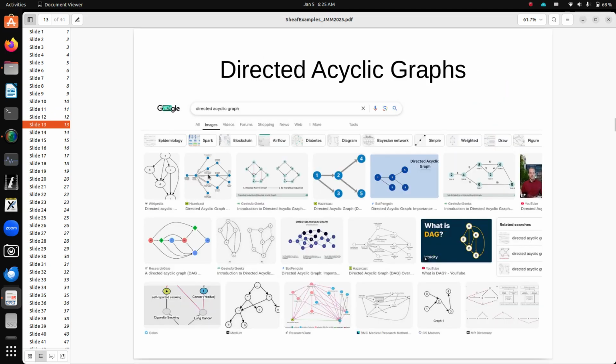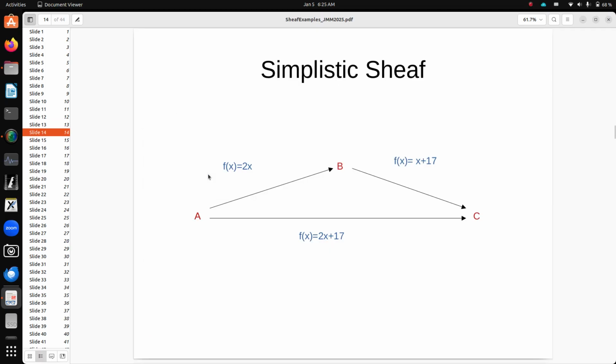Okay, so if you don't remember what a directed acyclic graph is, this is what they are. Notice that you can't double back on yourself. If you have to follow the arrows, you can't get back to where you started from. Okay, so there's your directed acyclic graph. Here's the most simplistic sheaf I can come up with.